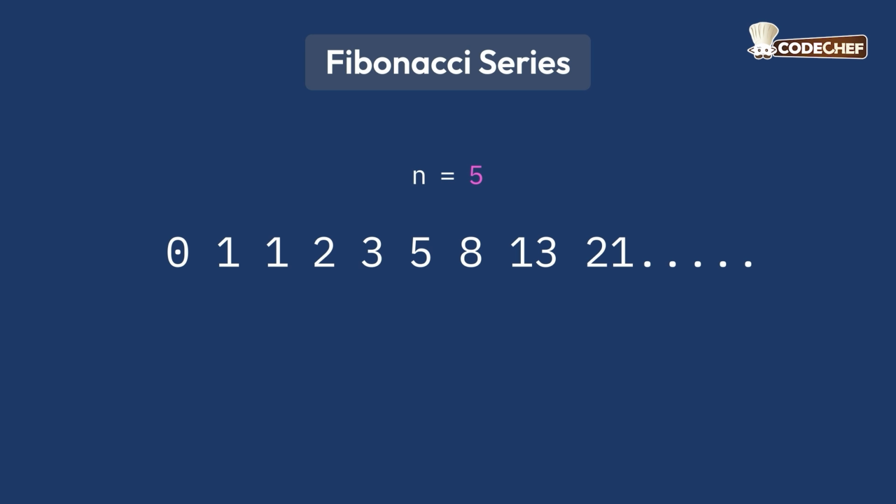Let's say number n is given to you. For n equals 5, we need to print the first 5 numbers in the series, which will be 0, 1, 1, 2, 3. If n is 3, we gotta print 0, 1, 1. Let's try to sketch out the logic to solve this problem step by step.